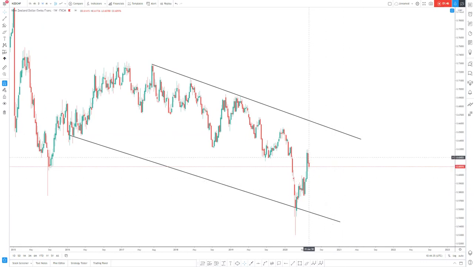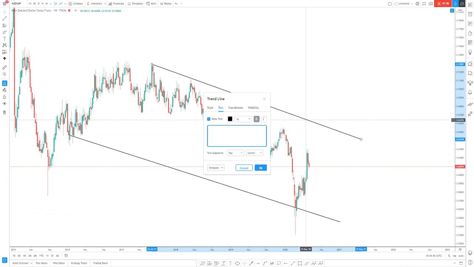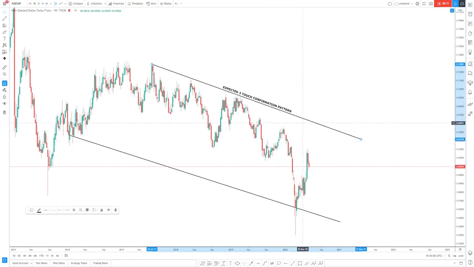Now, knowing the way patterns or channels move, I'm expecting a three touch confirmation pattern at this value high. So I can just tag this as expected three touch confirmation pattern. With this known, once I get a three touch confirmation pattern at this trend line drawn here, I'll look to go short again on NZDCHF. But my general bias for now is to go long.